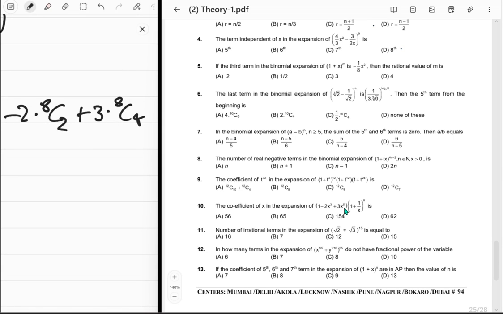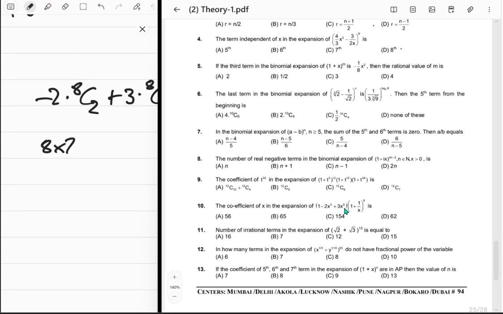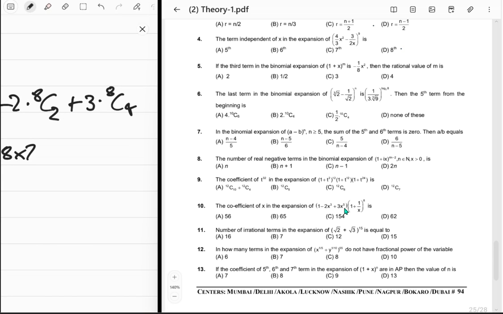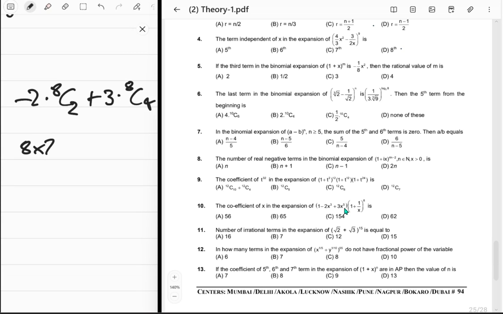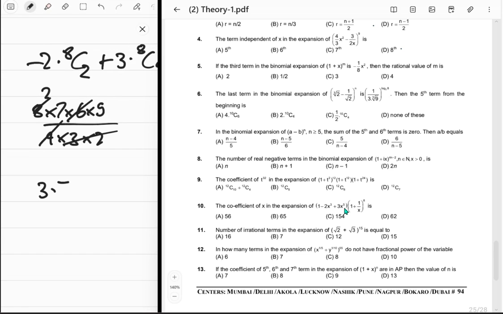Fine. So 8c4 is going to be 8 into 7 into, or maybe I can somehow simplify. I don't think it's simplifiable directly. Just do it. So 8 into 7 into 6 into 5 upon 4 into 3 into 2, right? This cancels with that. This cancels with that, just 2. So 70. This whole thing is just 70. So 3 times 70.